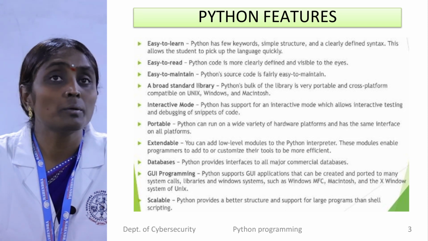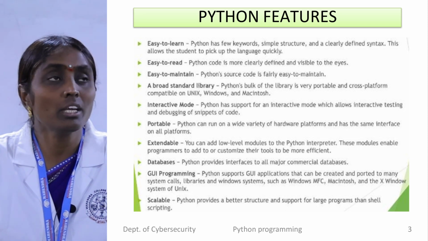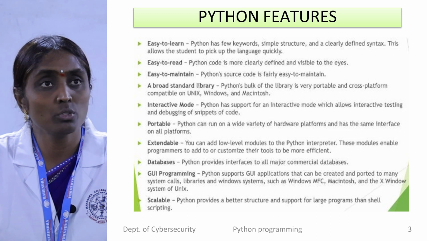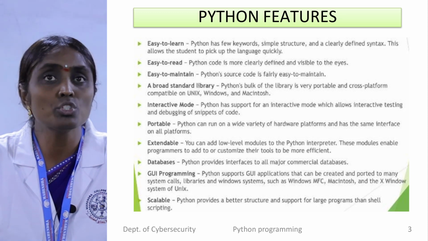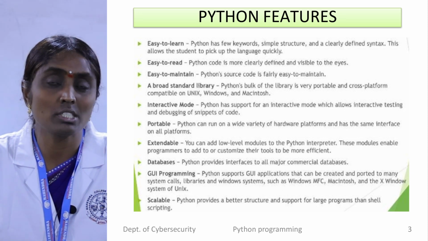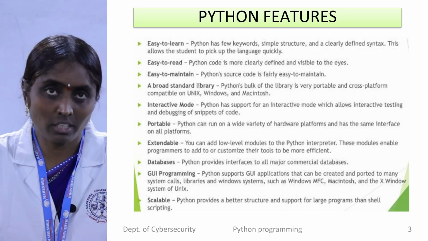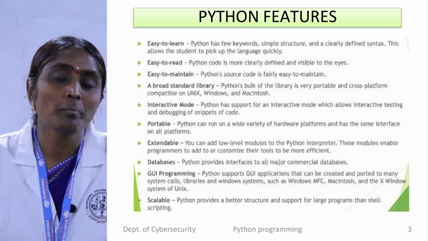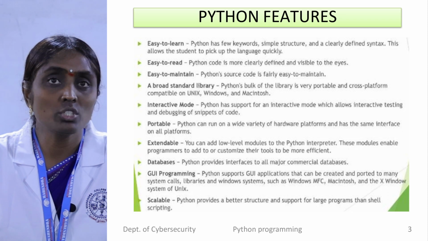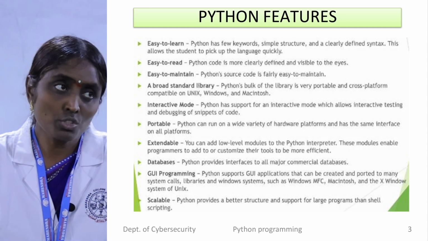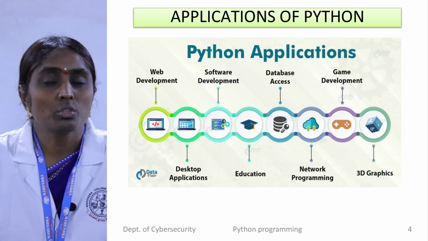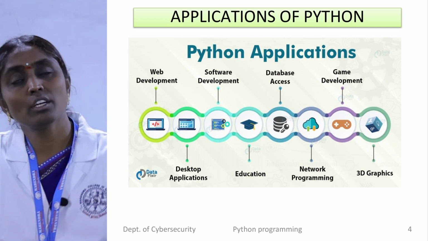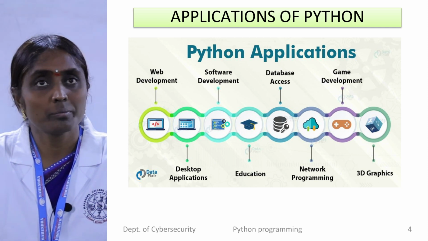Next, it supports GUI programming. Python supports GUI programming, and it can be used for system calls, Windows systems and others. Scalable means it uses a better structure, and it is used for large programs. So these are some of the Python features that are added in this slide.